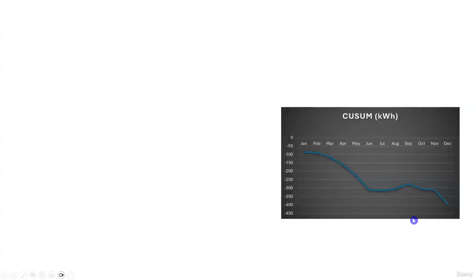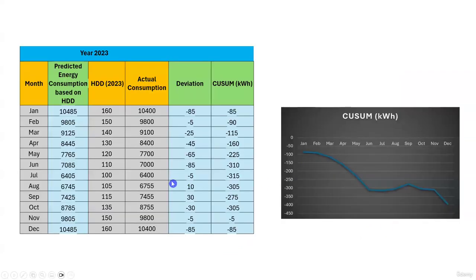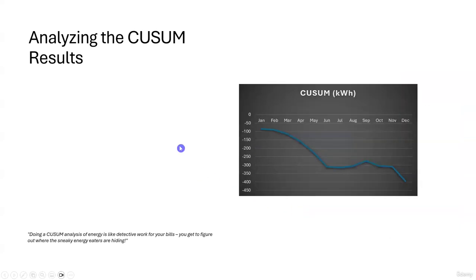So this is the graph of the CUSUM, and it shows a reduction, meaning a downward trend. Key observations: the CUSUM value steadily decreases throughout the year, indicating a decrease in energy usage compared to the baseline. The baseline is year 2022, because we used year 2022 to create an equation.